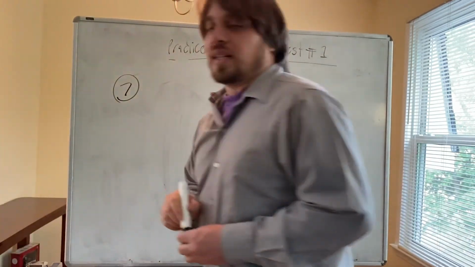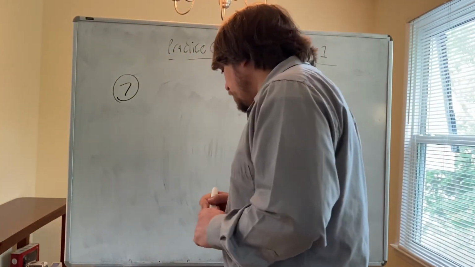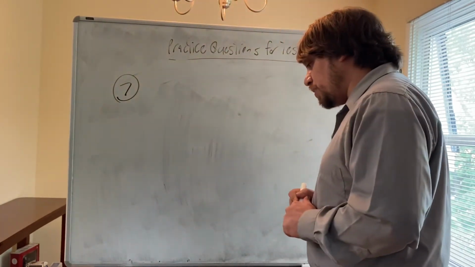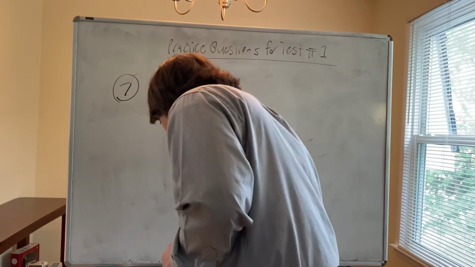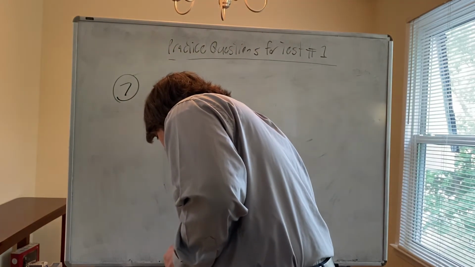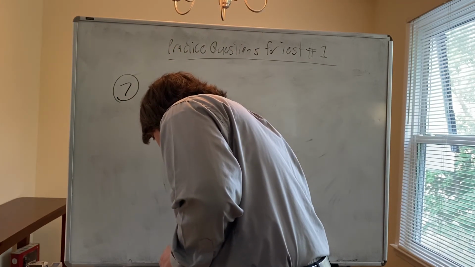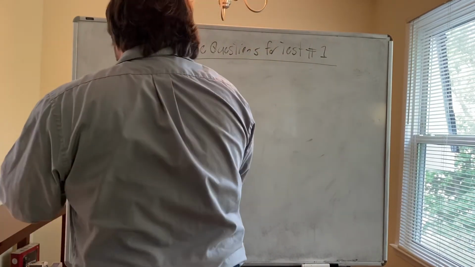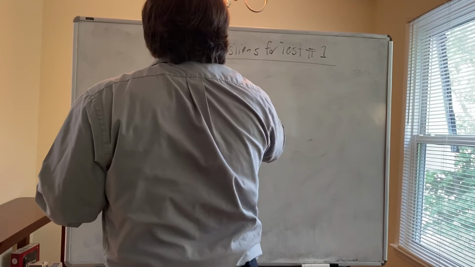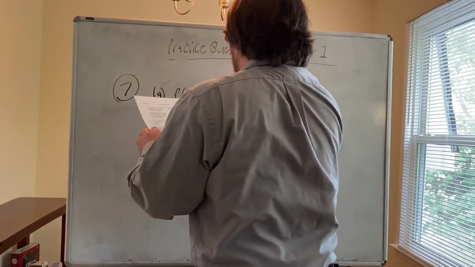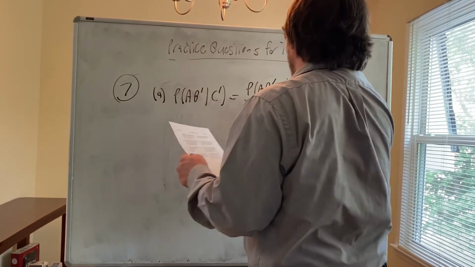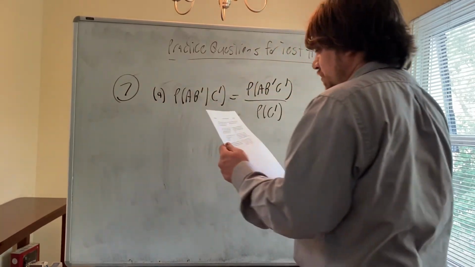Number 7. Let A, B, and C be events with P of A is 0.6, P of B is 0.3, P of C is 0.2, P of AB is 0.2, P of BC is 0, P of AC is 0.1. Find the following probabilities. For part A, P of A, B prime given C prime. That's the probability of A, B prime, C prime over the probability of C prime.